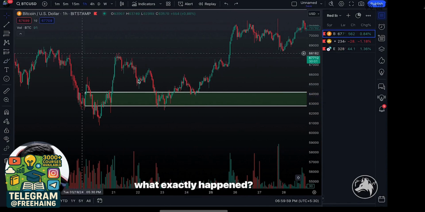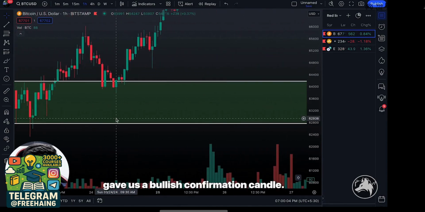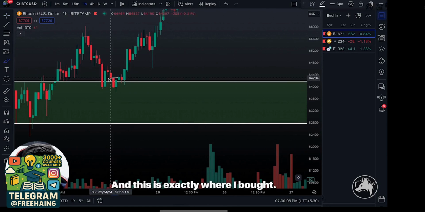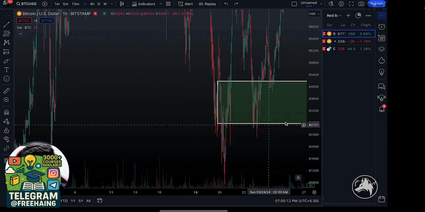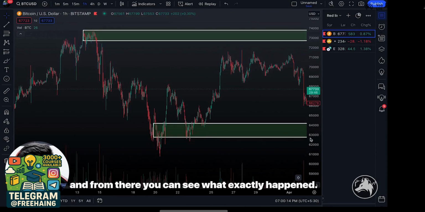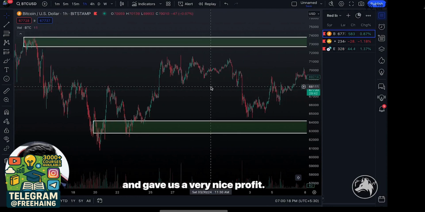So if you look at this, what exactly happened? The price came down, gave us a bullish confirmation candle, and this is exactly where I bought. I entered over here, and from there you can see what exactly happened. The price started going up and gave us a very nice profit.